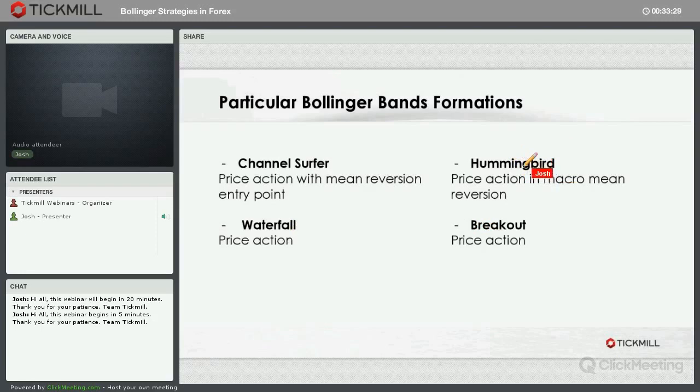Then we look at the hummingbird, which is actually a blend between trend trading and mean reversion. But generally speaking, when you see this formation in the market, it's a sell signal, right? It's a short or a sell signal. It means the pair is experiencing some exhaustion. It's risen a lot during the day. And this is an interesting one for those of you that trade later in your trading days.